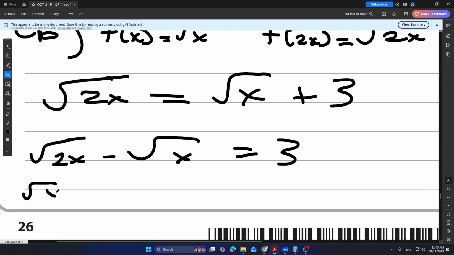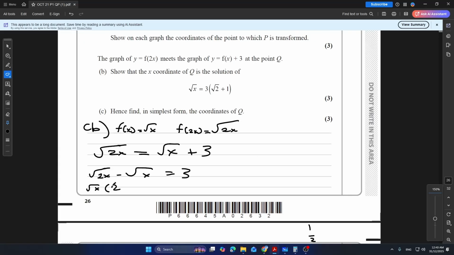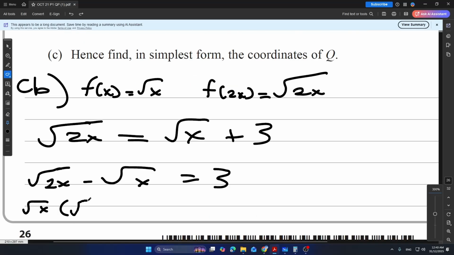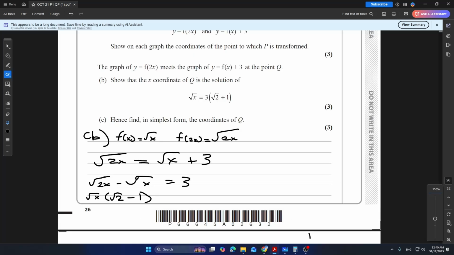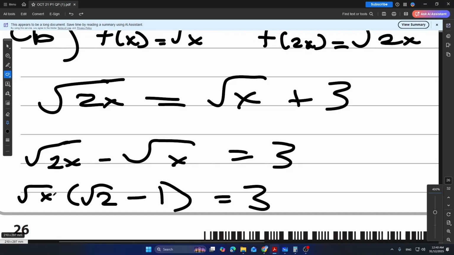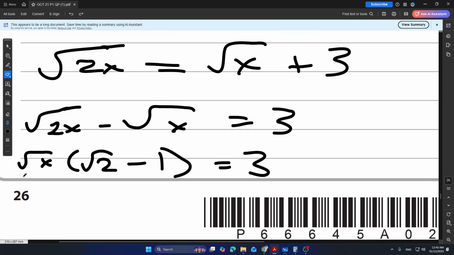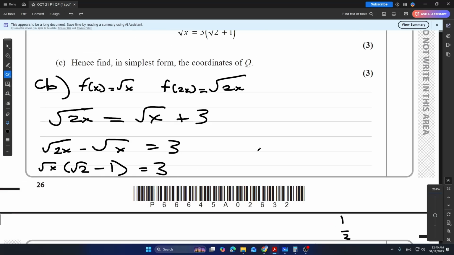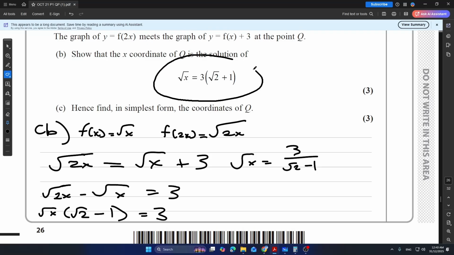Factorize. Root x bracket, root 2 minus 1, equals 3. To get root x on its own, I'm going to divide both sides by this, because root x is multiplying with this bracket, and I want the opposite, which is divide. So I'll divide both sides by root 2 minus 1, and we get root x equal to 3 divided by root 2 minus 1. But as you can see, this is not the same as what we have here.